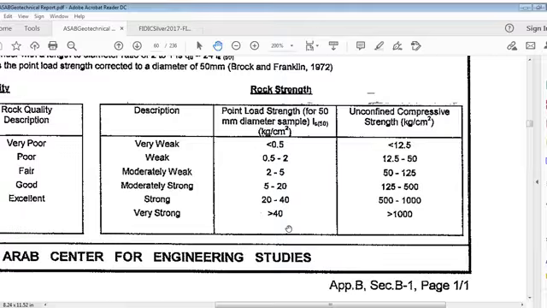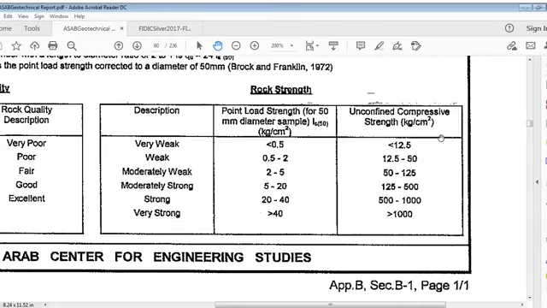You remember when you used concrete 1 to 4 in those days, around M15 concrete, the acceptable strength is 50 kilogram per centimeter square. So here it is 40 kilogram per centimeter square. You may say somewhere around M10 concrete, or M12 or M13. So this was point load strength.